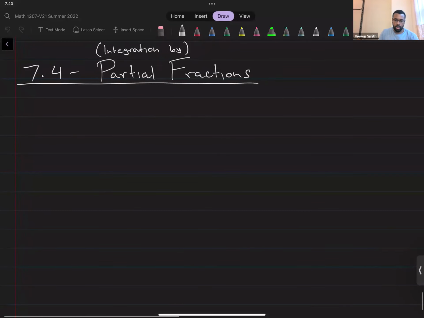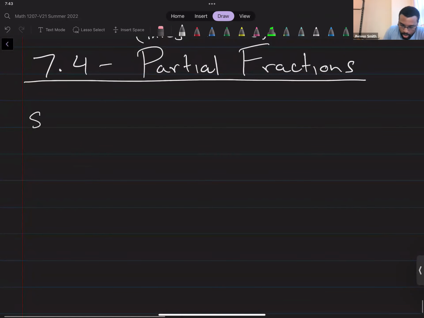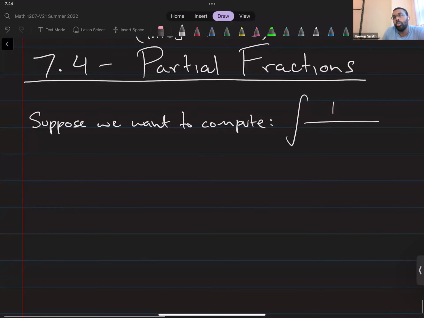So that being said, we are going to start a new topic called partial fractions. And I want to sort of motivate where this is coming from, and then I'm going to show you how to do it. So suppose we want to compute this integral. Let's say I ask you, what is the integral of 1 over x squared minus 5x plus 6? That's the integral I want us to do.